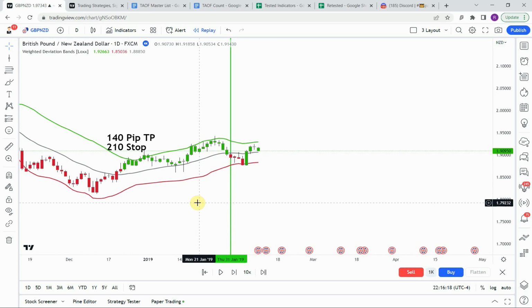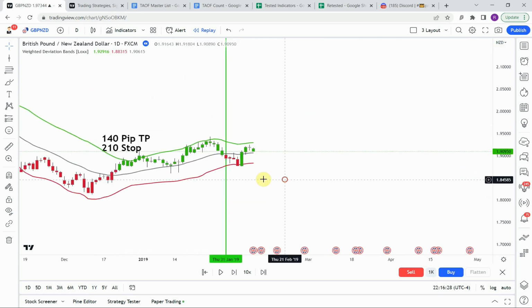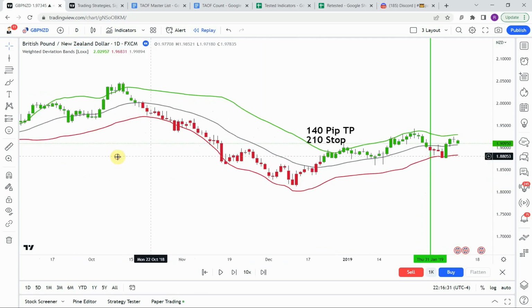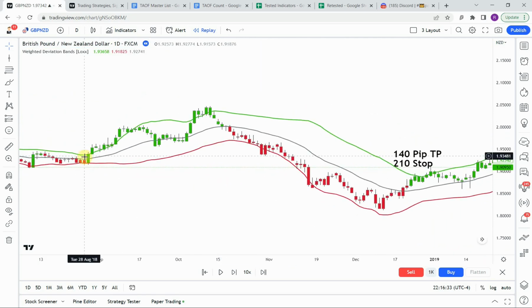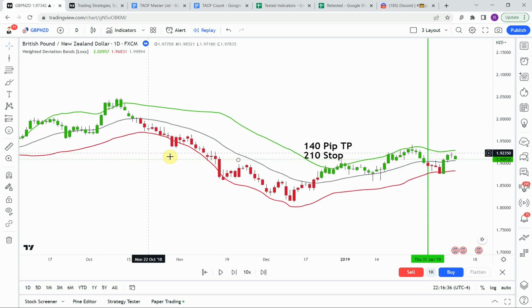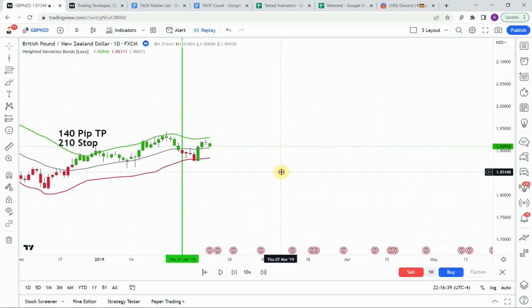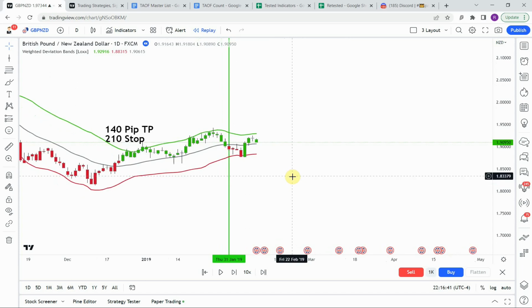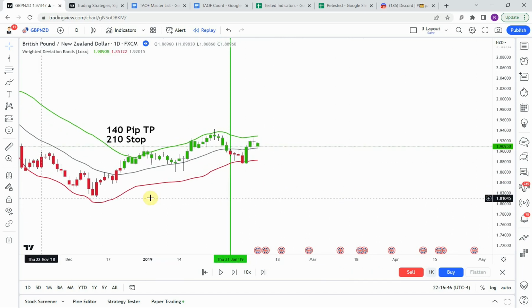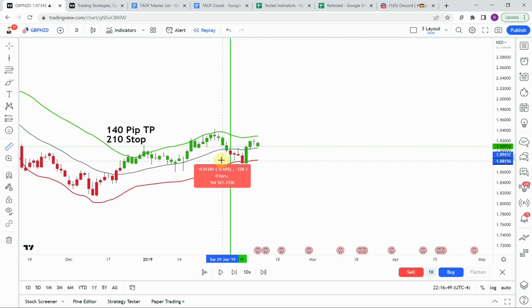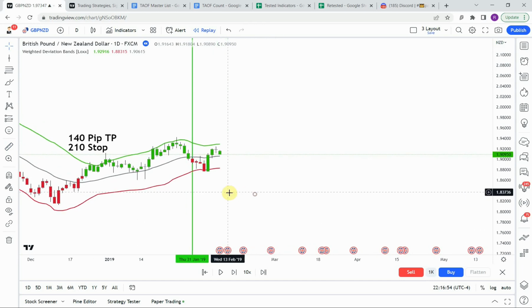Alright, so the first signal that we pick up is a short signal. Right here you can see that we get that red candle there. And just to be clear, when we get green candles, we are going to go long. When we get red candles, we are going to go short. So anyway, short signal right here, you can see that we get that red candle. Looks like we get a little bit of a push to the downside. Looks like it was just enough to get us to our take profit.